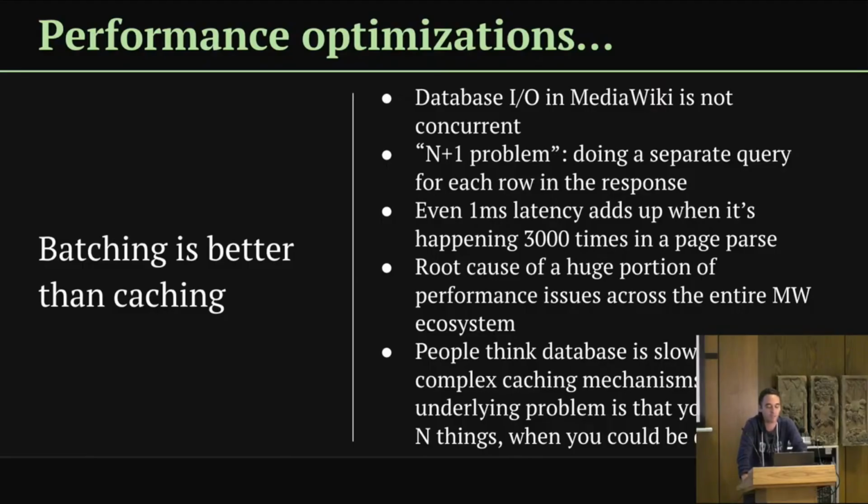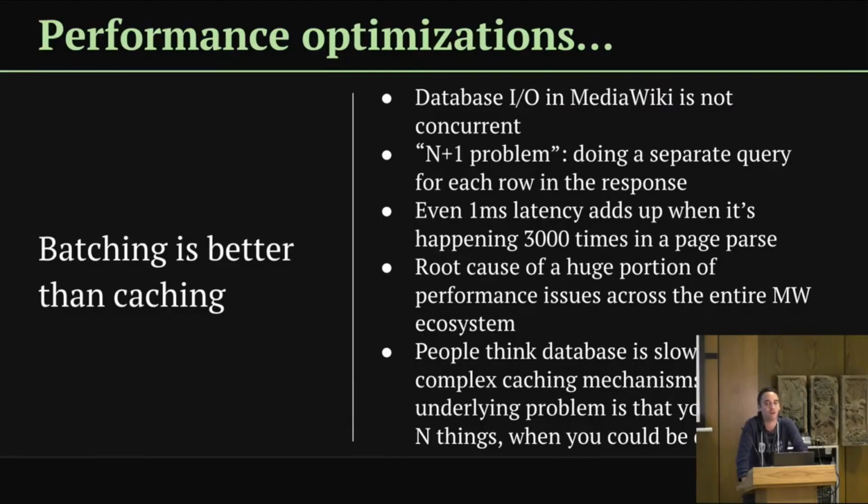In more general computer science, this is often referred to as the n+1 problem. And what this means is that if the time it takes to get to your database and back is some small number, even if it's only a millisecond, that actually really starts to add up if you're doing it 3,000 times. And this is the root cause of a huge portion of performance issues across all of MediaWiki.